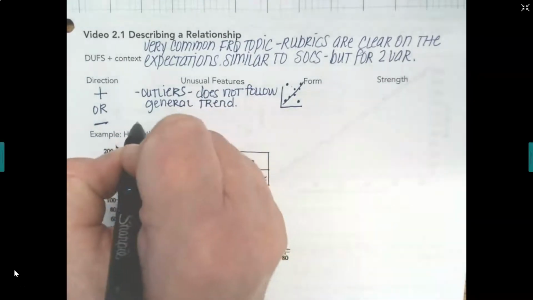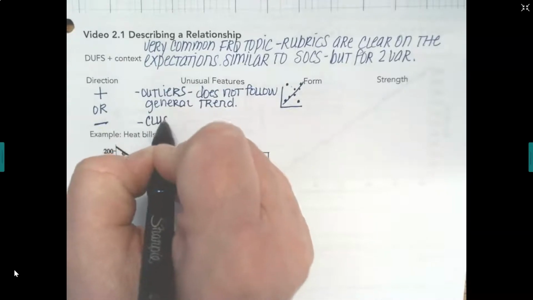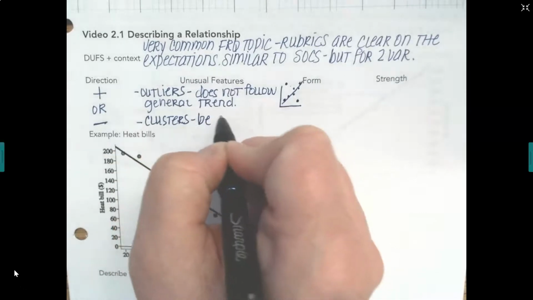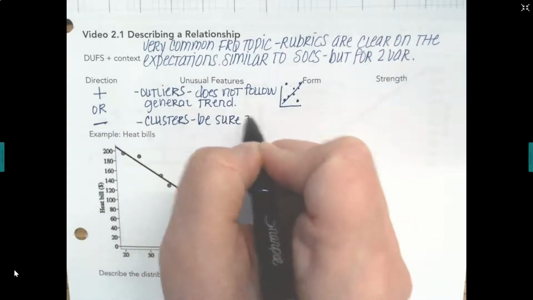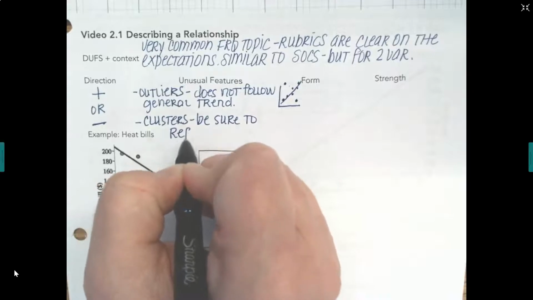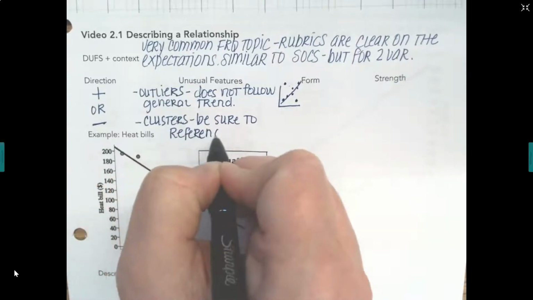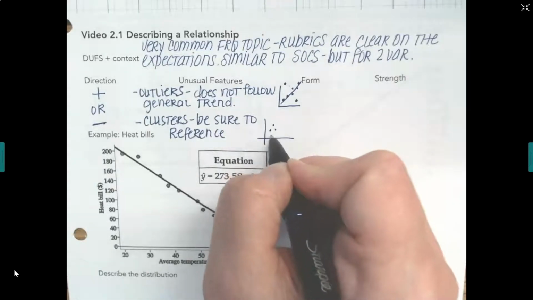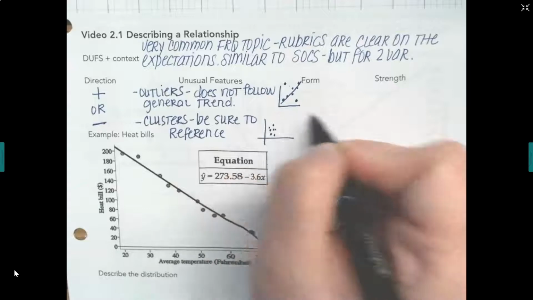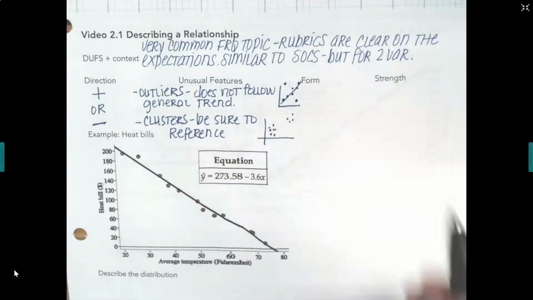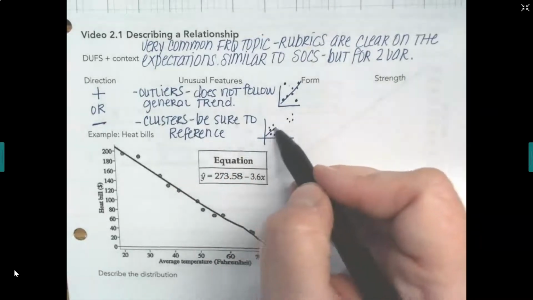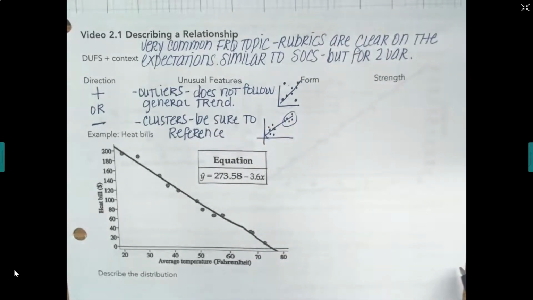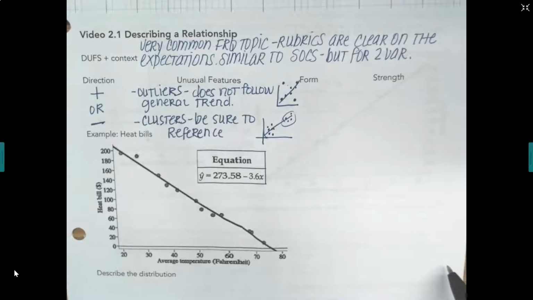The other thing that you could see are clusters. You would want to be sure to reference these two. And what I mean by a cluster is if we have our scatter plot and we have kind of a group here and then we have more up here. We have a general positive trend, but it's two very distinct clusters. You would want to mention that. That's pretty unusual looking. Make note of that.